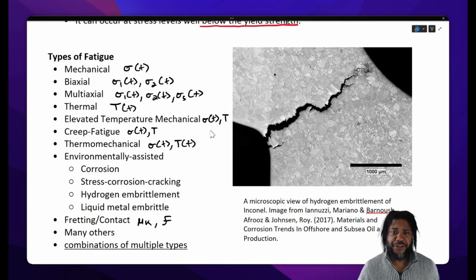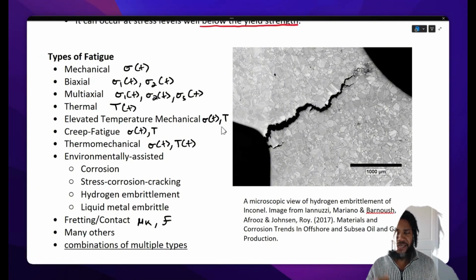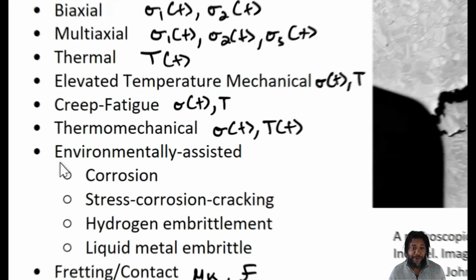And then the combination of both mechanical and temperature, a high temperature in mechanical cycling, gives us the kind of high temperature fatigue behavior. If we combine periods of constant load with cyclic load and elevated temperature, that's called creep fatigue. And if everything is changing, both temperature and stress are both just cycling together in series or out of phase, it's called thermomechanical fatigue.